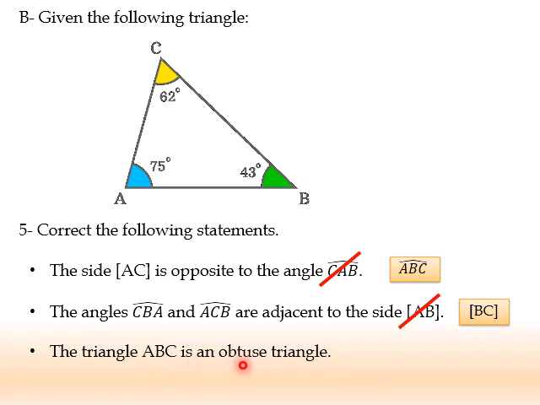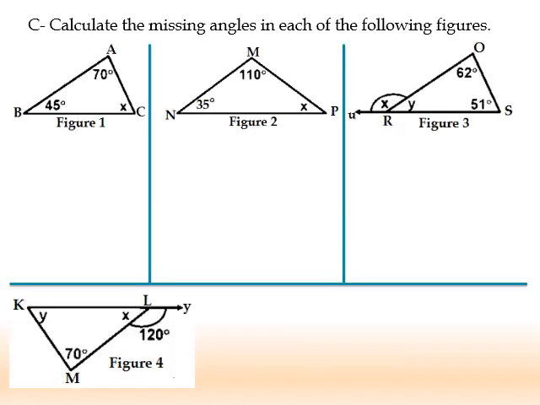The triangle ABC is an obtuse triangle. Let's check. Angle BCA equal to 75. It's less than 90, so it's an acute angle. ABC is 43 degrees. It's less than 90, so it's an acute angle. BCA equals to 62. Also, it's less than 90, so it's acute. It has 3 acute angles, so the triangle ABC is an acute triangle, not an obtuse one.